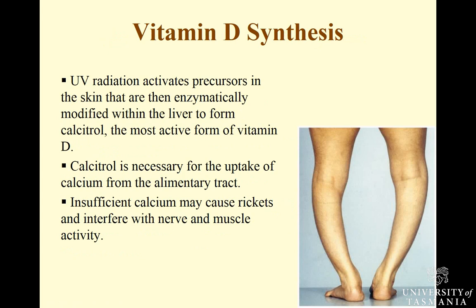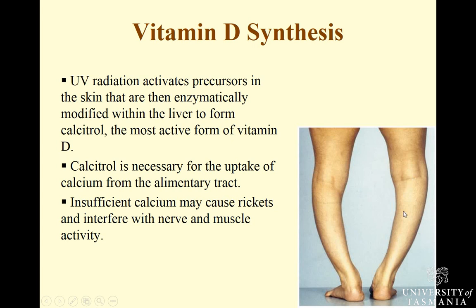Lastly, the skin's involved in vitamin D synthesis. Ultraviolet radiation activates precursors in the skin that are then modified within the liver to form calcitriol, which is the most active form of vitamin D. Calcitriol is necessary for the uptake of calcium from the alimentary tract. Without calcitriol, you don't get calcium from your digestive system, so your body begins to absorb calcium from your bones, and that means your bones become a little bit bendy, and so insufficient calcium can cause rickets.